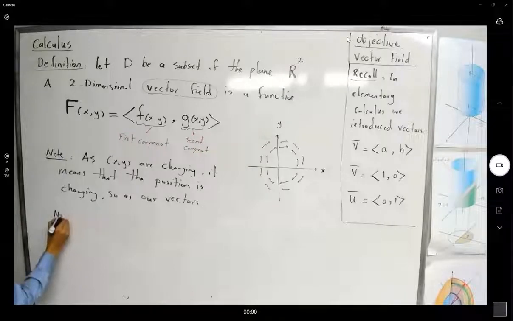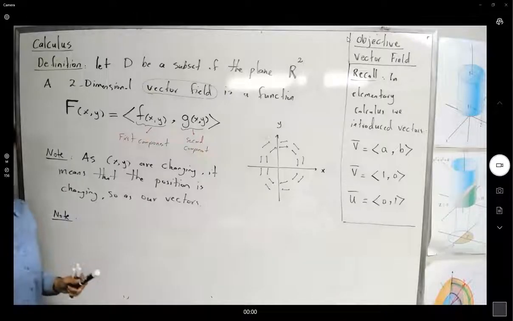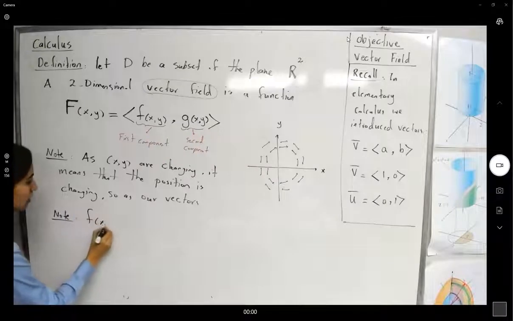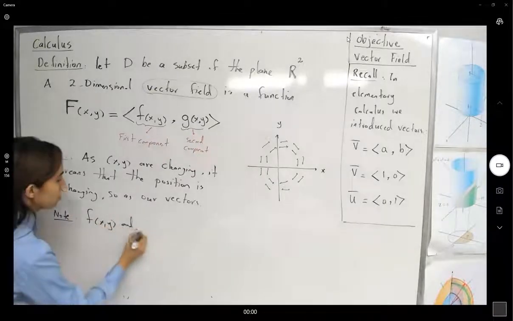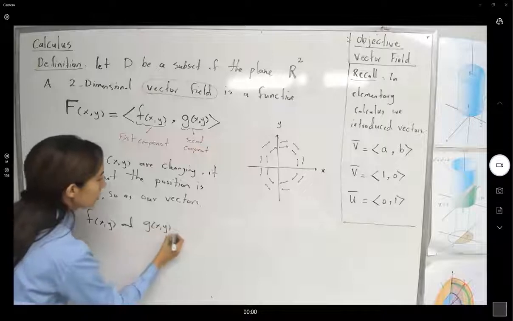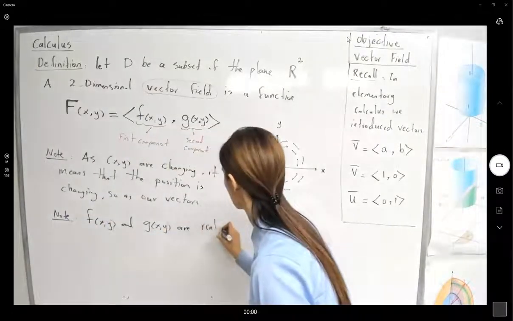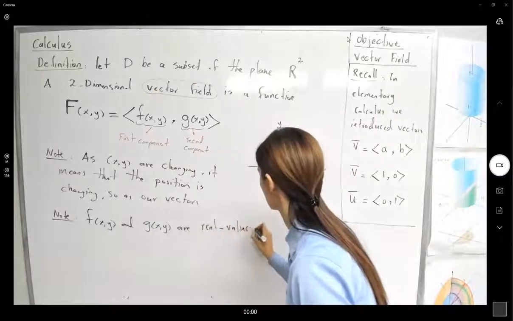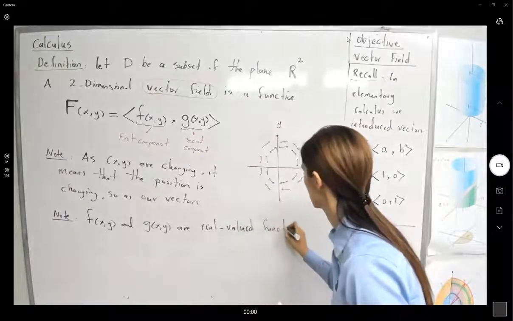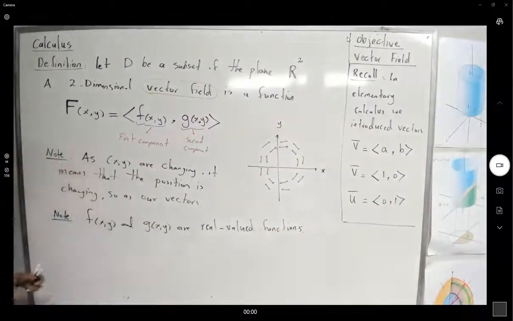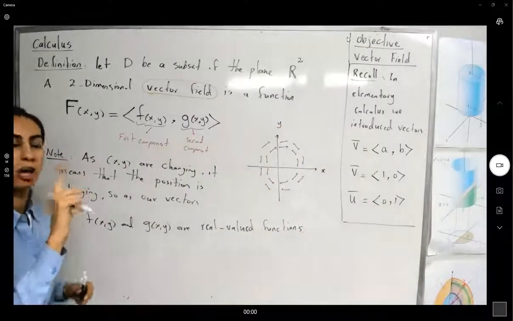Another note for you. F of x, y and g of x, y, both of them are real valued functions. What's the meaning of that? F of x and y and g of x and y are real valued functions. It means that their output values are real numbers.